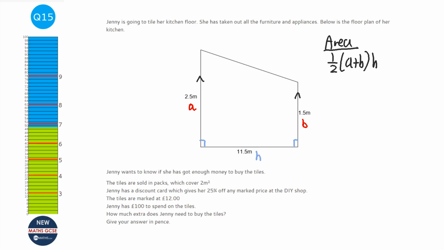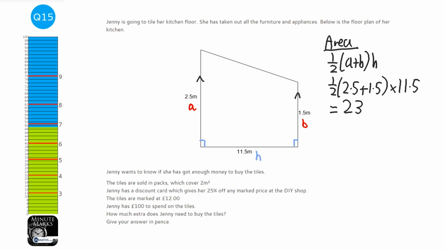So half 2.5 plus 1.5 times 11.5. So I can get my calculator out and I can do 0.5 times brackets 2.5 plus 1.5, close brackets, times 11.5. And that gives me the answer of 23. So the area of this is 23 meters squared. Okay, so I've managed to work that out.